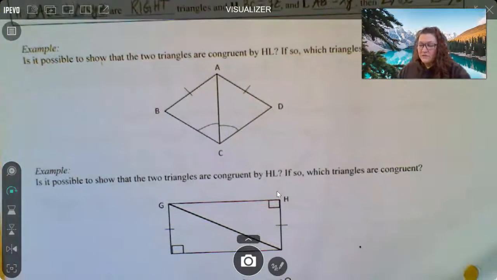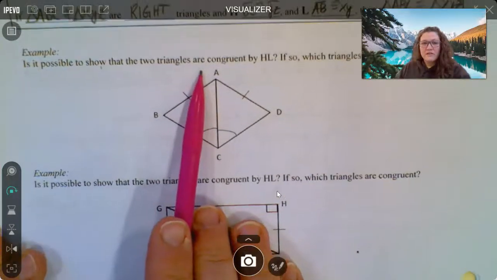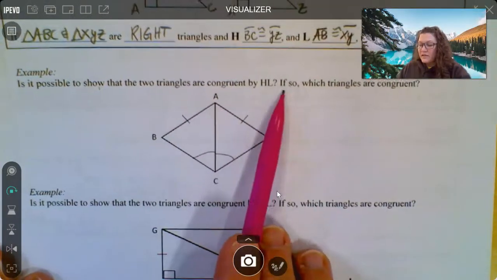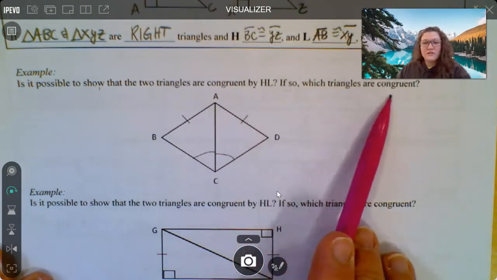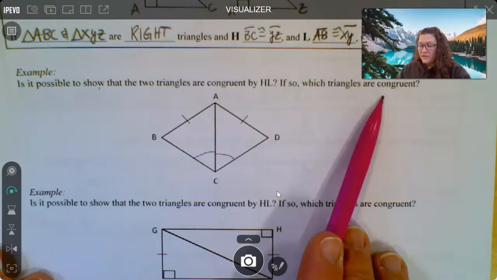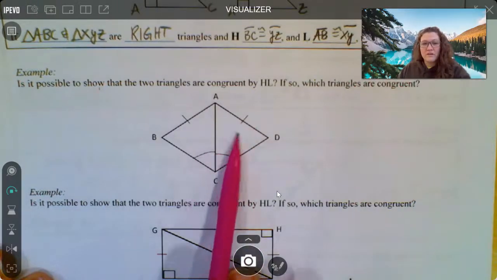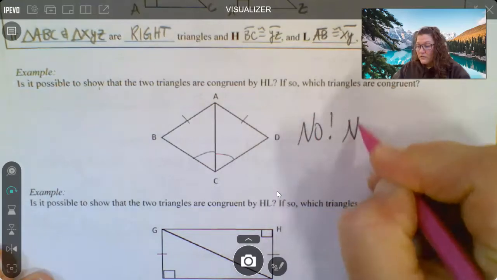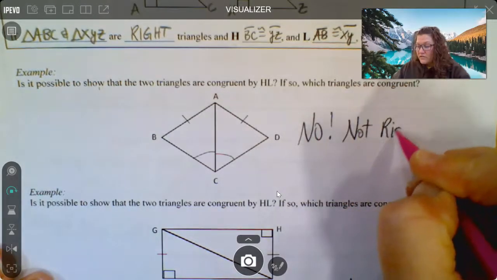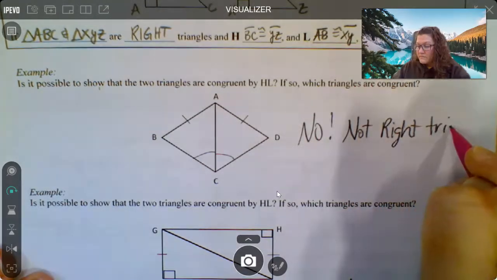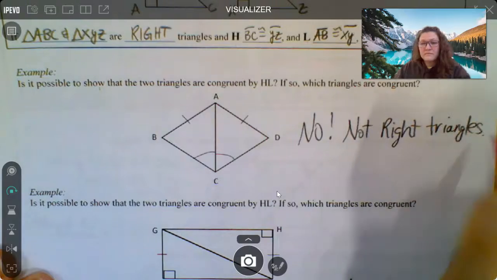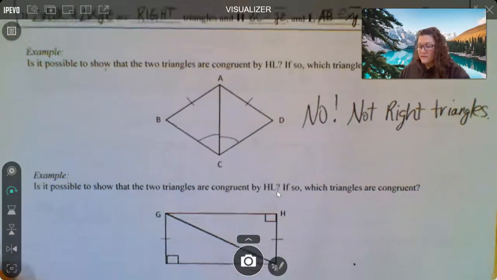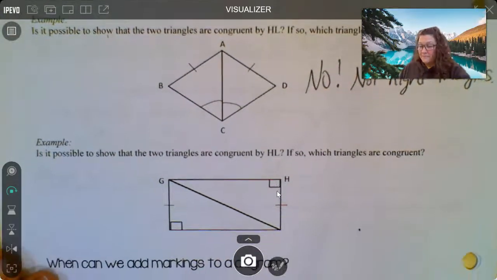Okay, is it possible to show that the two triangles are congruent by hypotenuse leg? If so, which triangles are congruent? Well, the first thing we check is, do we have right angles or right triangles? And this one is a no. These are not right triangles. Hopefully you got that one right.